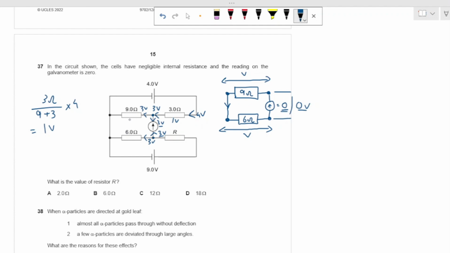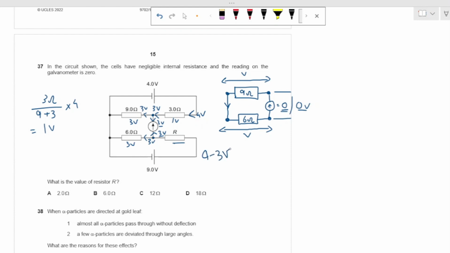Alright, so we know 3 volts is across here and 3 volts is across here. Now we can calculate for R. So to calculate the resistance now, we know the voltage through this is 3 volts. So simply we can now subtract 3 from 9.